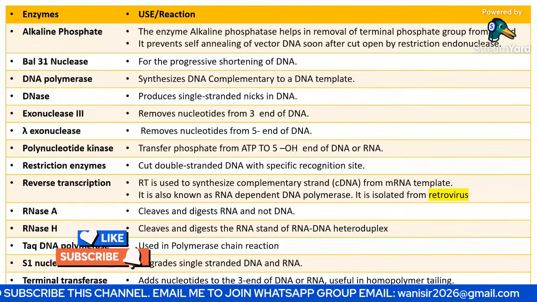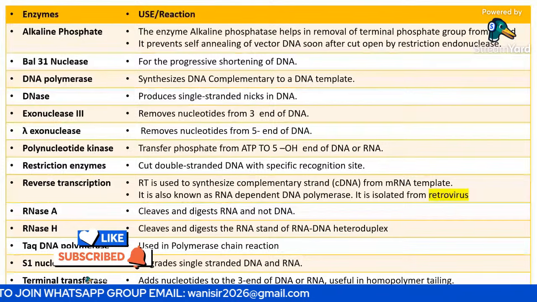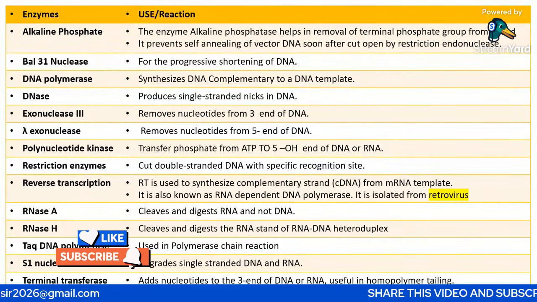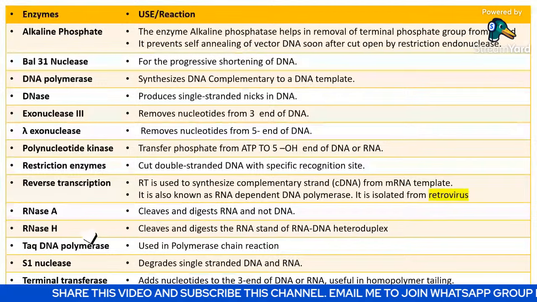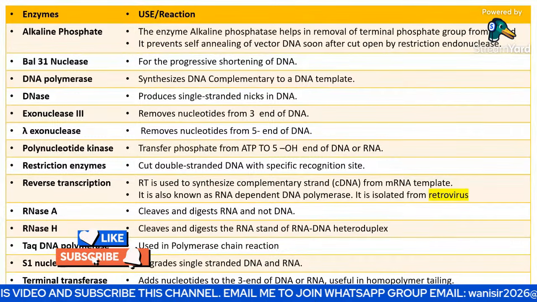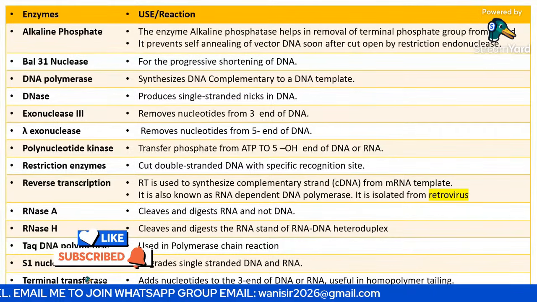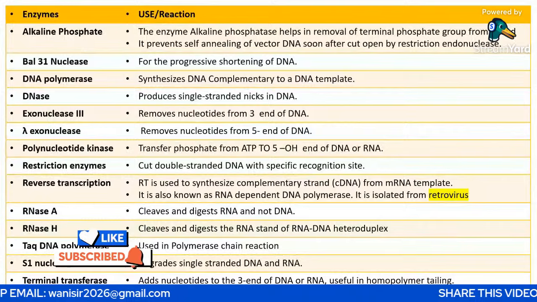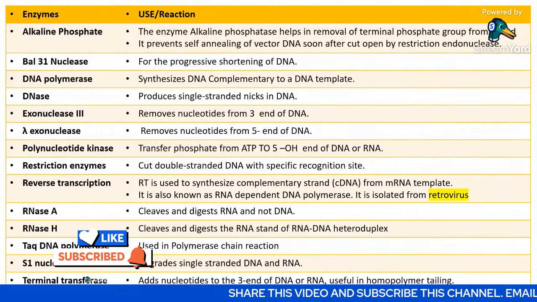Exonuclease III removes nucleotides from the 3 prime end of the DNA. If nucleotides are to be removed at the 3 prime end, we need exonuclease III. Now there is lambda exonuclease that removes nucleotides from the 5 prime end. Polynucleotide kinases transfer the phosphate from ATP to the 5 prime OH end of the DNA. Restriction enzymes, we know, cut the DNA at a specific recognition site.